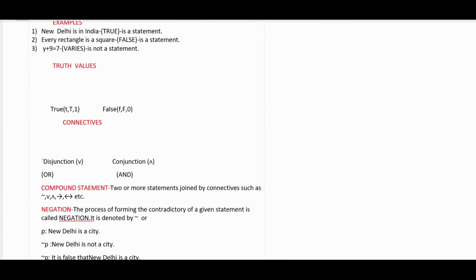Now, what is written here? Truth values. Every sentence has two truth values. If that statement is true, then we write true, denoted by small t, capital T, or 1. If it is false, then we denote it by small f, capital F, or 0. So these are truth values.